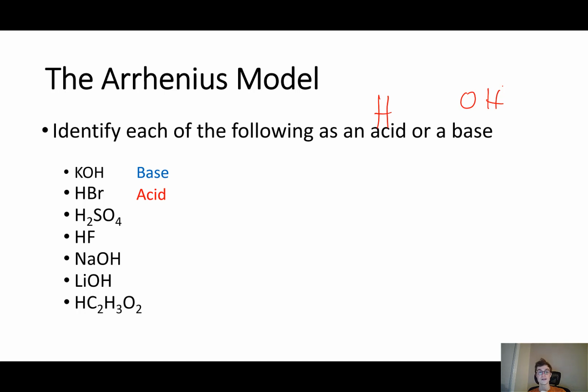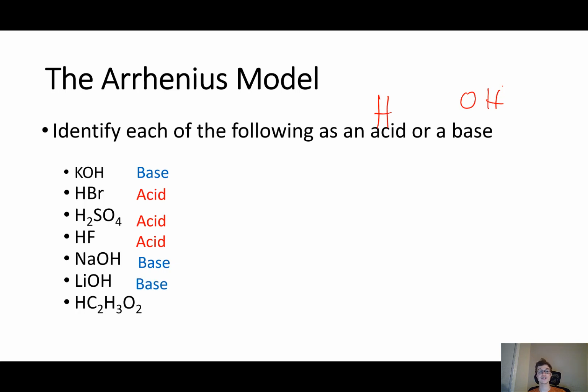H2SO4. It actually starts with 2 hydrogens, but that's fine. As long as there are any of them at the very beginning of the chemical, it's probably going to be an acid. HF. Well, that starts with an H, so it's an acid. NaOH. Now that ends with OH. So if it ends with oxygen and hydrogen stuck together, it's going to be a base. LiOH, lithium hydroxide. It ends with that OH combination, and so it's going to be a base.